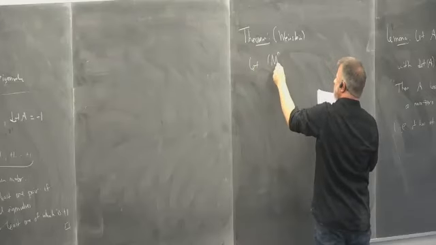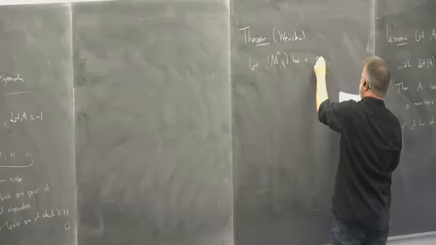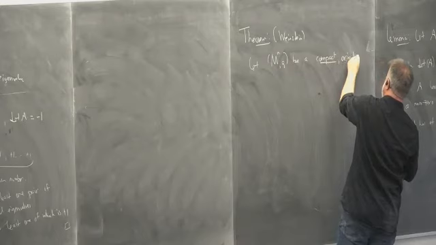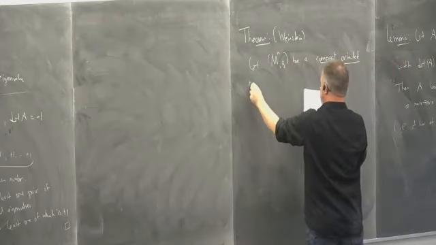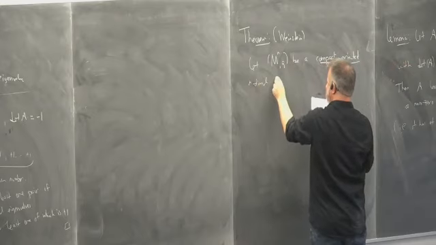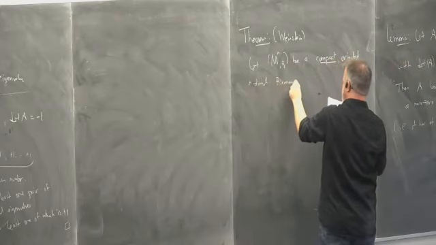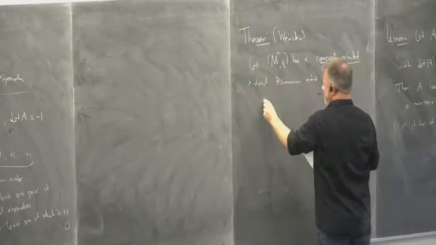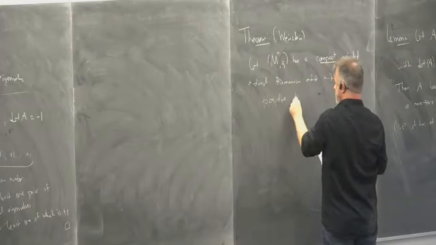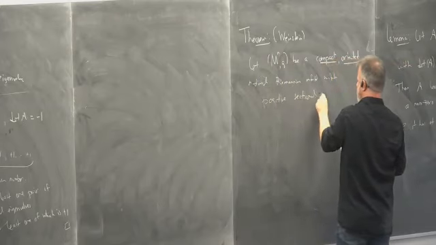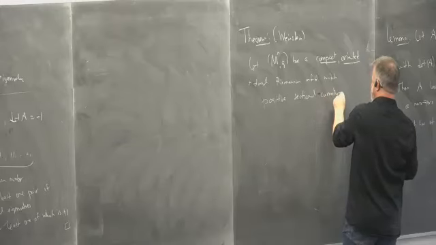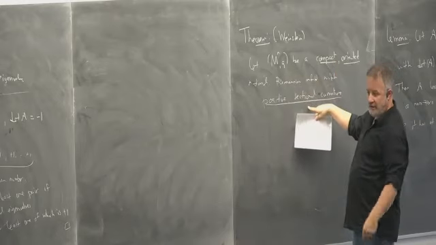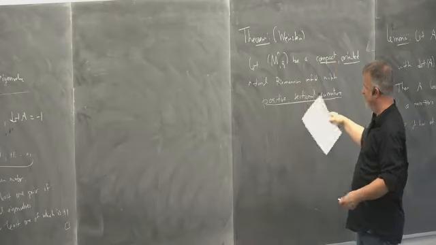Let M be a compact, oriented, n-dimensional Riemannian manifold with positive sectional curvature. That means for any point in M and any two-dimensional subspace of the tangent space, the sectional curvature at that point of that two-dimensional subspace is positive.